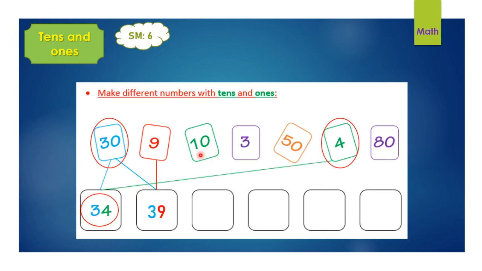Let's move and take another 2 cards. Here I will take 10 with 3. So 10 with 3 means that I have 3 in units and just one 10 in the tens place, which makes 13. So 10 and 3 make 13. Can you do the rest?